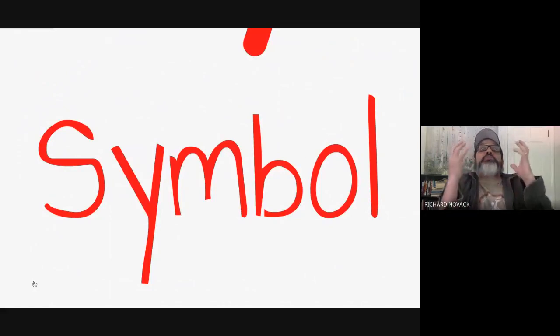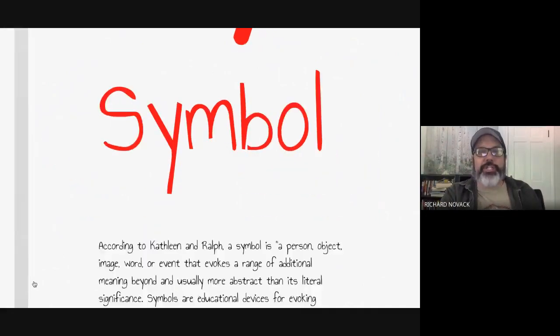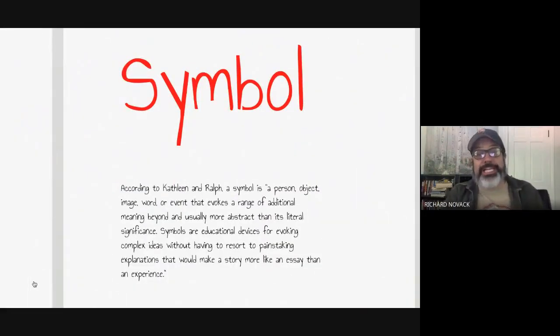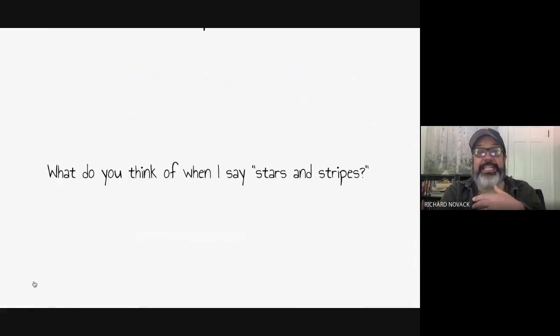Symbol is another type of metaphor. Symbols are really one of the most important ones that we talk about in an English class. According to Kathleen and Ralph, a symbol is a person, object, image, word, or event that invokes a range of additional meaning beyond the usual, more abstract than its literal significance. Symbols are educational devices for evoking complex ideas without having to resort to painstaking explanations that would make a story more like an essay than an experience, right?